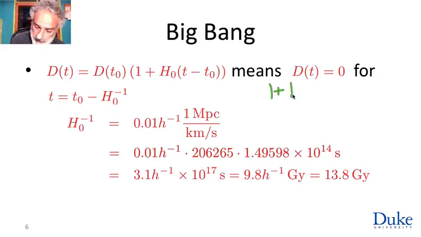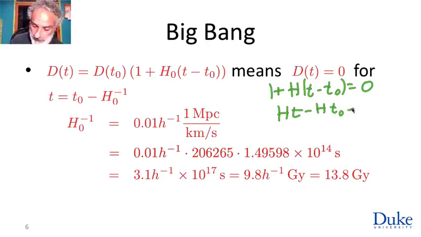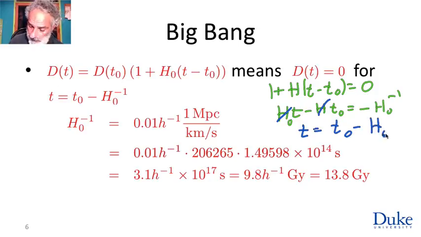1 plus h times (t minus t0) is 0. Move the 1 over to there. You find that h t minus h t0 is equal to minus 1. And so what does that tell me? Dividing by h, I call that h0 inverse, and cross out the h's over here. And I find that t is equal to t0 minus h0 inverse.